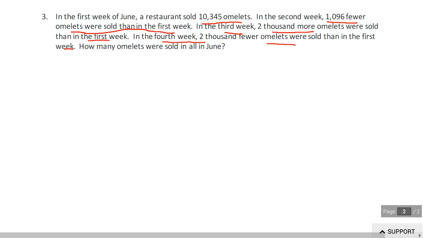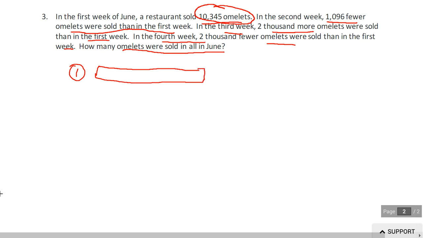Well, there's only 1 week we know for sure how many. They want to know all the omelets sold in June, all 4 weeks. Okay. Well, only one thing that we know for sure is the first week, and this is the amount in the first week. So we do know that, and we can make that tape right away. So we can go, okay, week number 1. We know how many were sold. So let's go ahead and start off with how many were sold in week 1? And in week 1, it was 10,345. Now, for each one of these other weeks, we have to do some adding or subtracting.